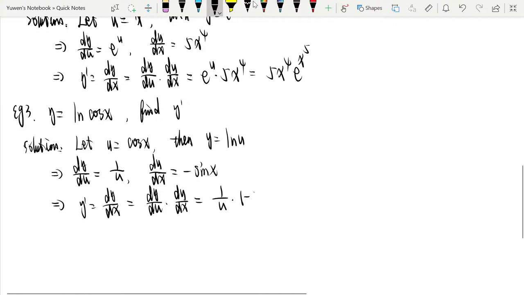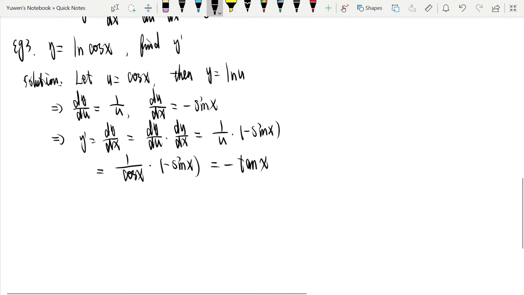Du over dx, that is negative sine x. Then we insert the u back, that u is cosine x. So that is 1 over cosine x times negative sine x. That is negative sine x over cosine x. So that is negative tangent x. That's for one intermediate variable.